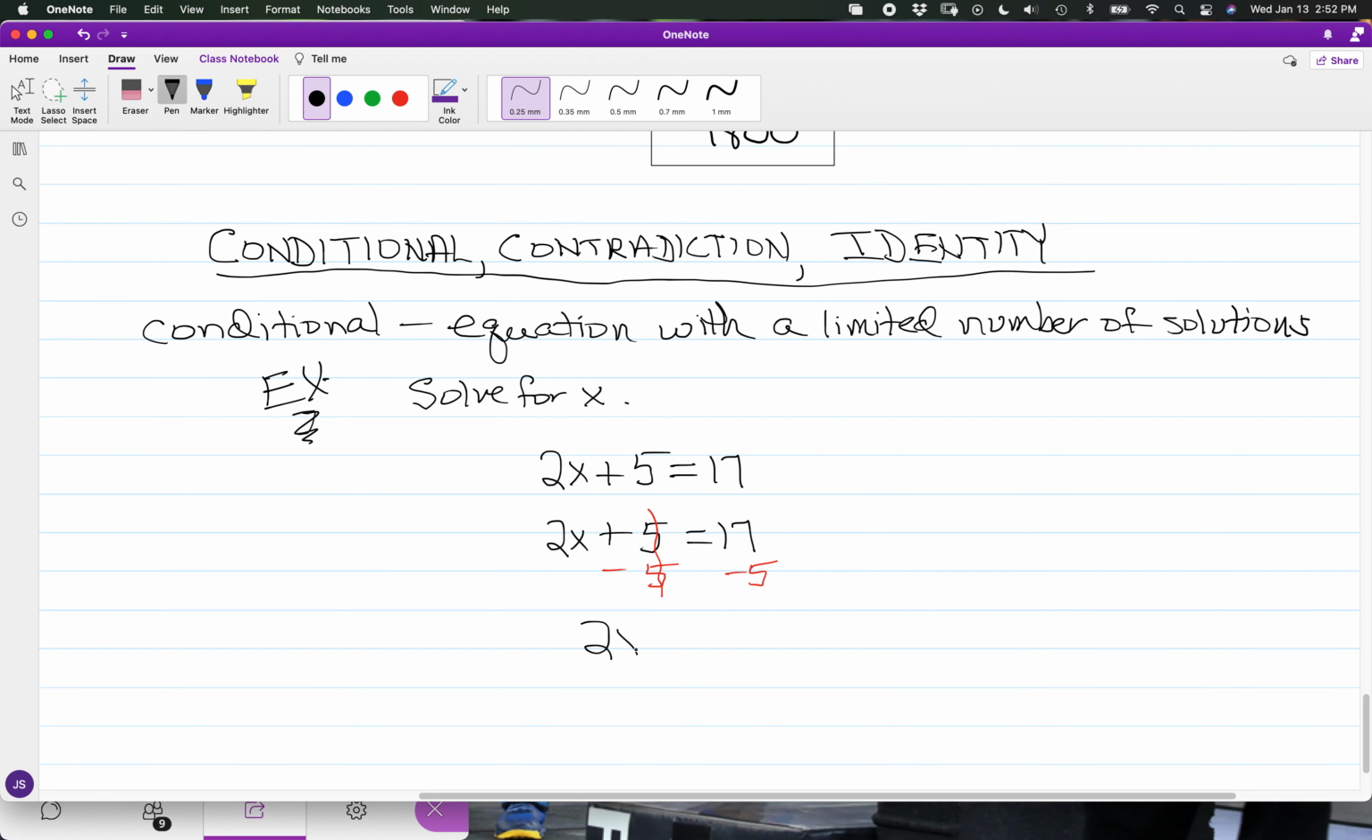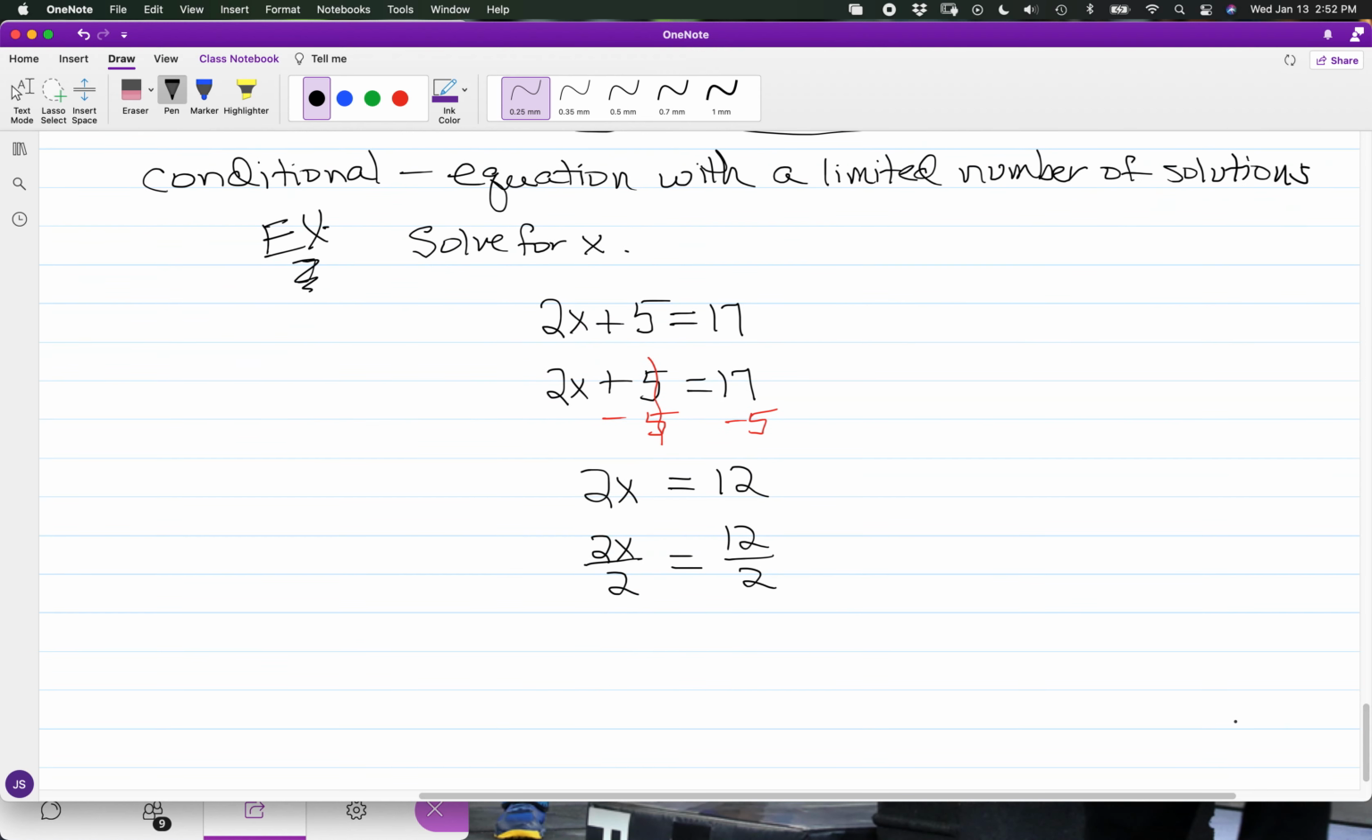So on the left-hand side we have 2x, and to the right we have 17 minus 5, which will be 12. And then undoing the multiplication by 2, by dividing both sides by 2, it's going to follow that for 2x over 2, this comes out to the desired x, and 12 divided by 2 is 6. So you have a limited number of solutions, with only one solution, and with that x is equal to 6.